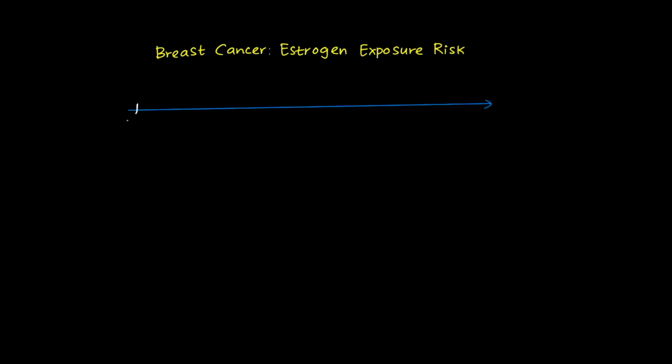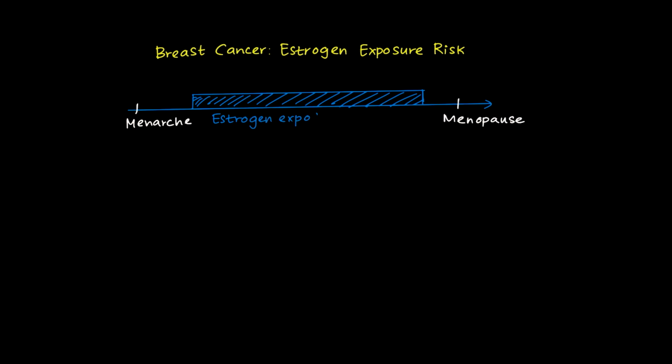Breast cancer risk assessment. And the question asks which factor best evaluates lifetime estrogen exposure. The answer is age of menarche, the first menstrual period. Here's the logic. The longer a woman's body produces estrogen, the longer breast tissue is exposed to its growth-promoting effects. Early menarche, say age 10 instead of age 14, means 4 extra years of estrogen exposure. That cumulative hormonal load directly increases breast cancer risk. It's the same reason late menopause is also a risk factor. More years of cycling equals more estrogen exposure.